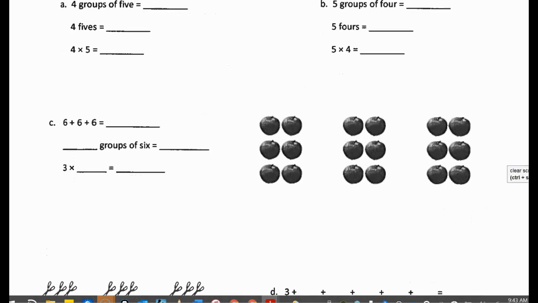Okay, let's do this one here. It looks like we're skip counting by 6s, 6 plus 6 plus 6. How many groups do I have? 3. So 3 groups of 6, and what's my multiplication sentence? 3 times what? 3 times 6. So what's the total? 18. 1, 2, 3, 4, 5, 6, 7, 8, 9, 10, 11, 12, 13, 14, 15, 16, 17, 18.